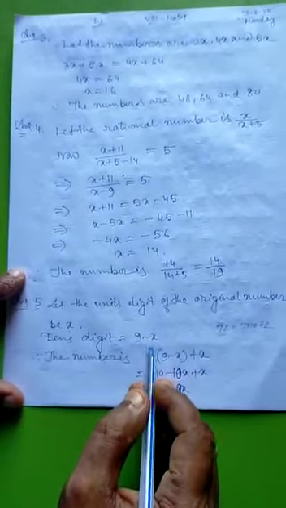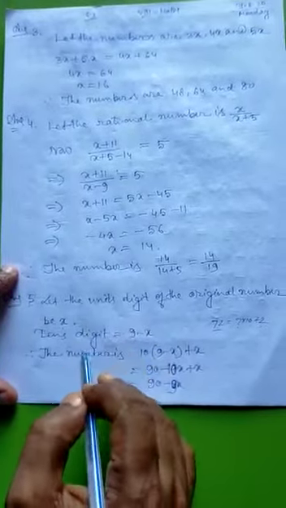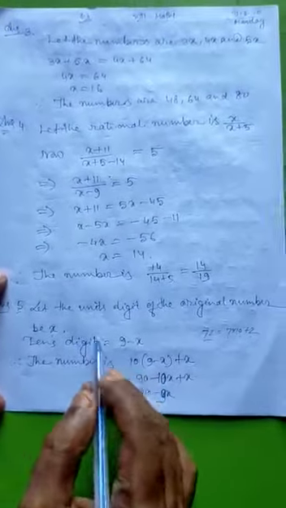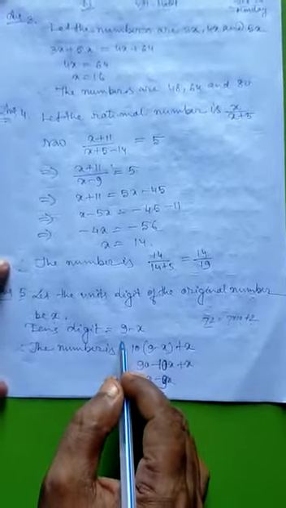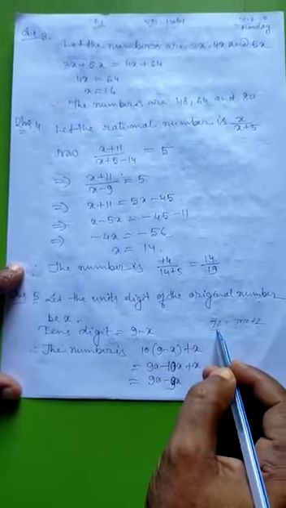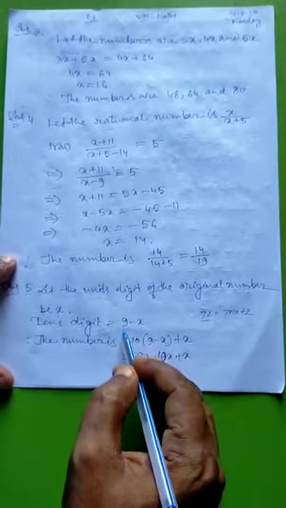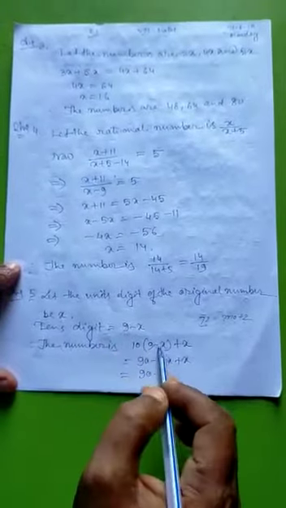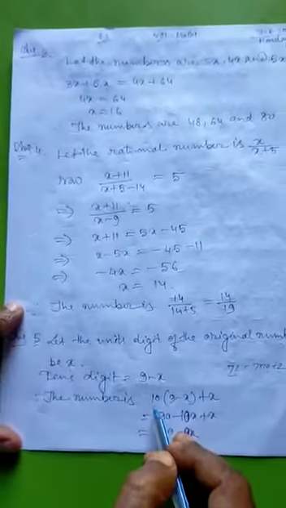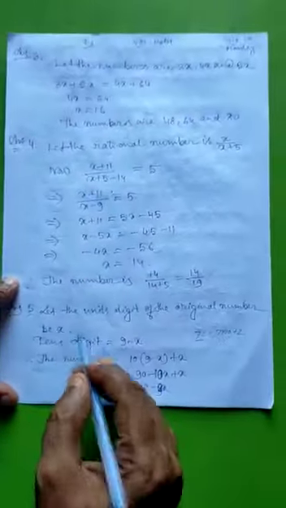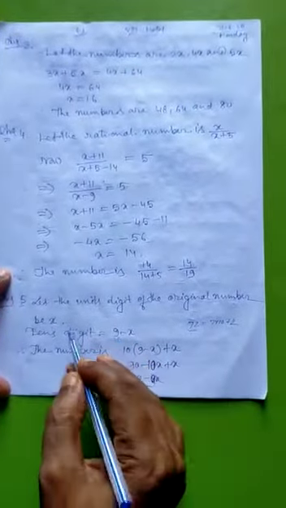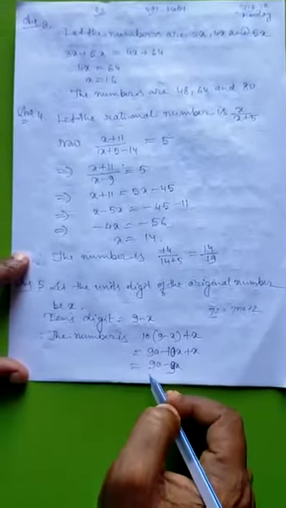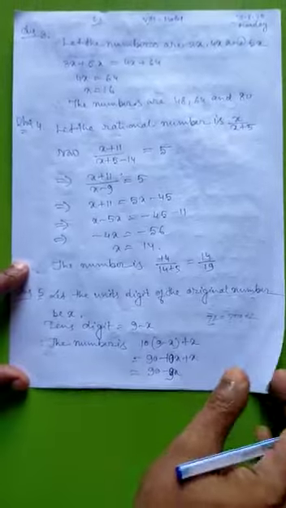Why 9 minus x? Because the sum of the units place and tens place digits equals 9. Suppose here 7 plus 2, 9. So 9 total, so 9 minus x, that is the tens digit. So what is the number? 10 into this plus this. So this is 90 minus 9x coming.